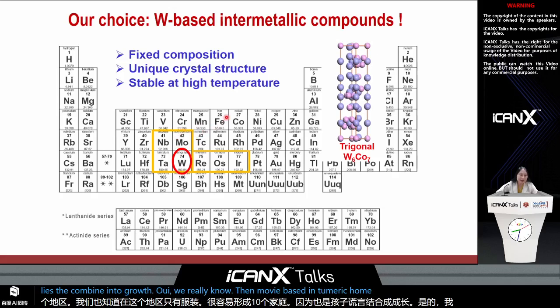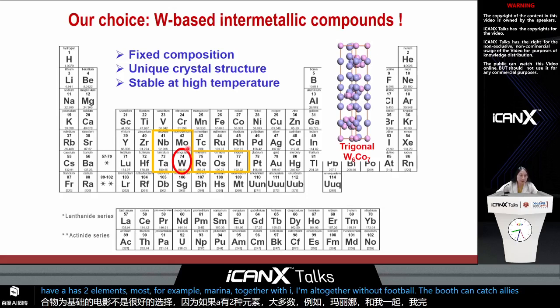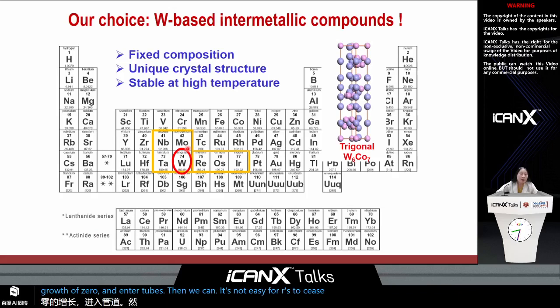Because if we have two elements, for example molybdenum together with iron or together with cobalt, both can catalyze the growth of single wall nanotubes, then it's not easy for us to synthesize a pure catalyst of intermetallic compounds. So finally, we focus on tungsten.